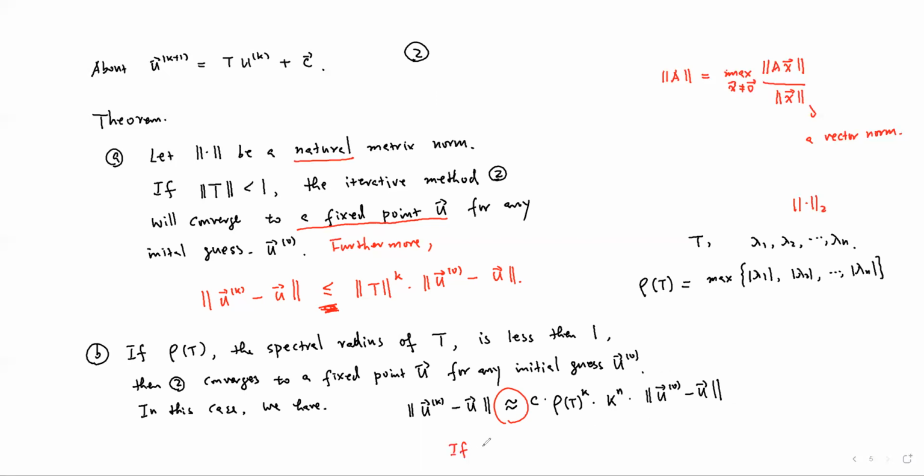If this scheme converges to a fixed point u for any initial guess u0, then the spectral radius of this matrix must be less than 1. Then rho of T must be less than 1. The reverse is also true. This is a fundamental theoretical result. Now go back to example 1 and example 2.